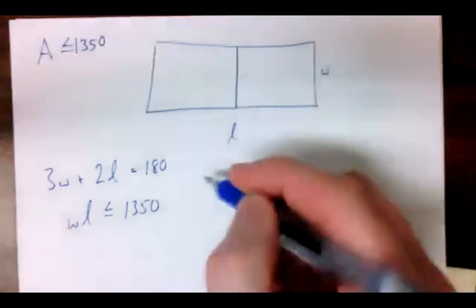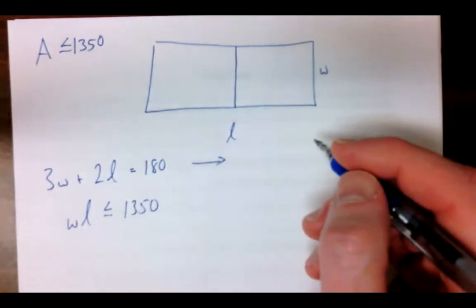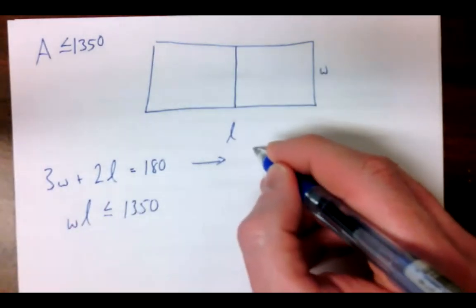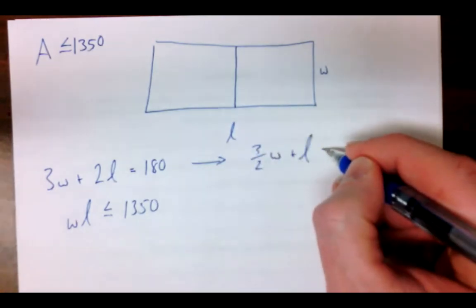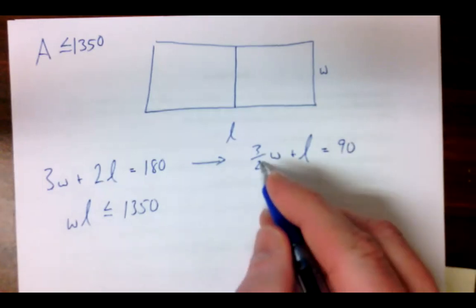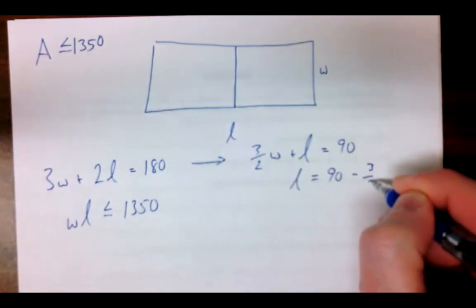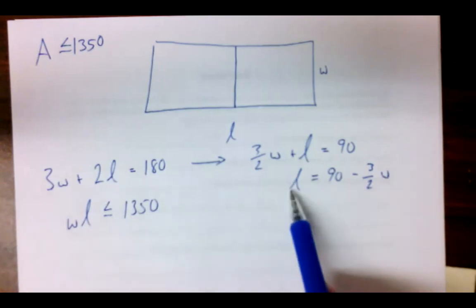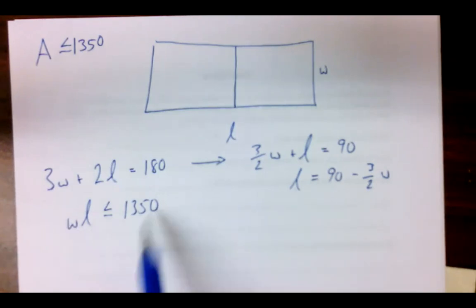Let's say I'm going to divide everything by 2. So it's going to be 3 over 2 W plus L equals 90. I'm going to put this on the other side. So L equals 90 minus 3 over 2 W. So in for L, right here, I'm going to put this in for L, and then I'm going to have to do some solving.